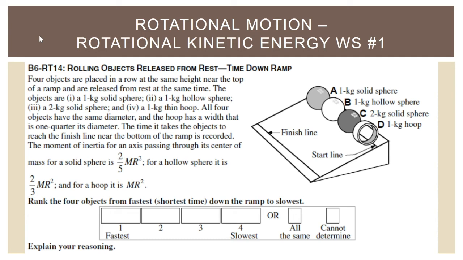The objects are a 1 kilogram solid sphere, a 1 kilogram hollow sphere, a 2 kilogram solid sphere, and a 1 kilogram thin hoop. All 4 objects have the same diameter, and the hoop has a width that is 1/4 its diameter. The time it takes the objects to reach the finish line near the bottom of the ramp is recorded. The moment of inertia for an axis passing through the center of mass for a solid sphere is 2/5 mr squared. For the hollow sphere, it's 2/3 mr squared. And for the hoop, it's mr squared.